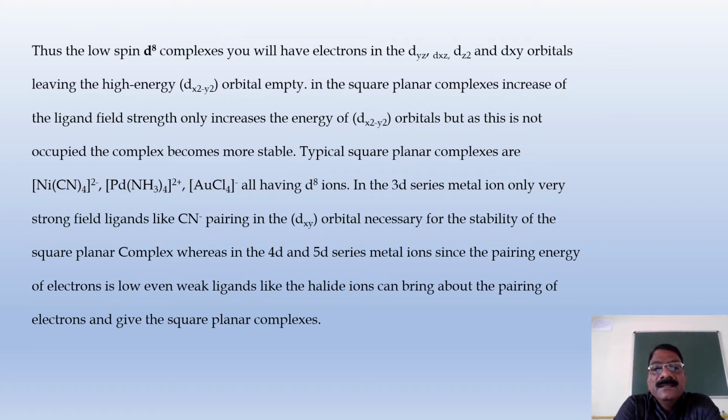Whereas in the 4d and 5d series metal ions, since the pairing energy of electrons is low, even weak ligands like halide ions can bring about the pairing of electrons and give square planar complexes.